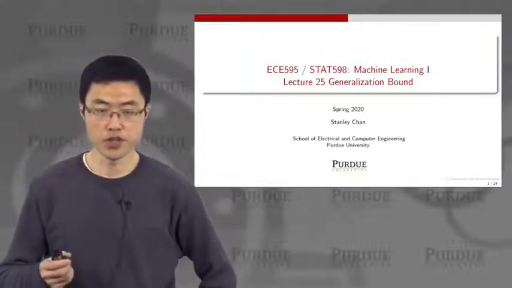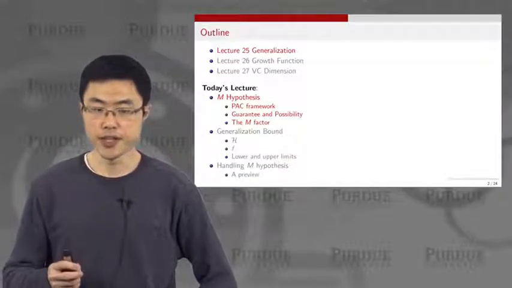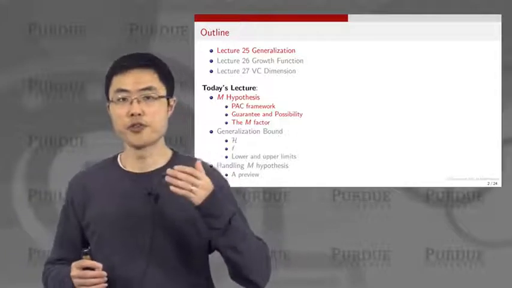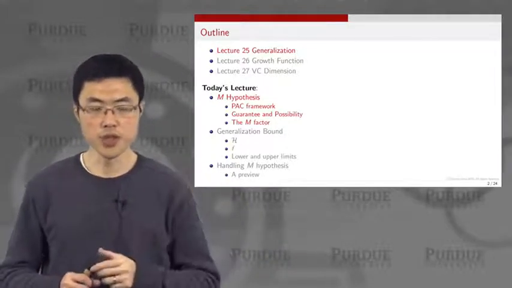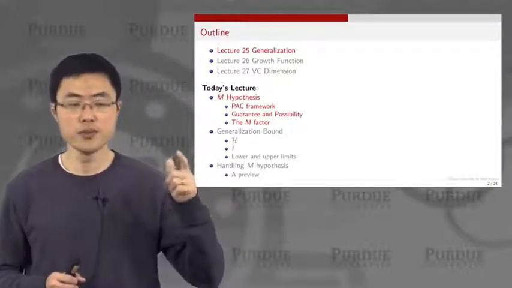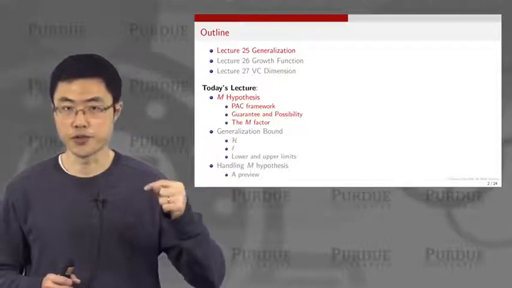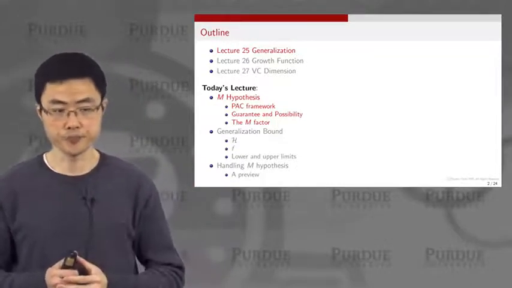We want to talk about the generalization bound. And this is the outline of today's lecture. But first of all, let me give you an overview of what we want to do in the coming few lectures. This is the first in the series. We want to talk about generalization. And then we want to introduce a concept called the growth function. And then finally, we want to talk about a notion called the VC dimension.